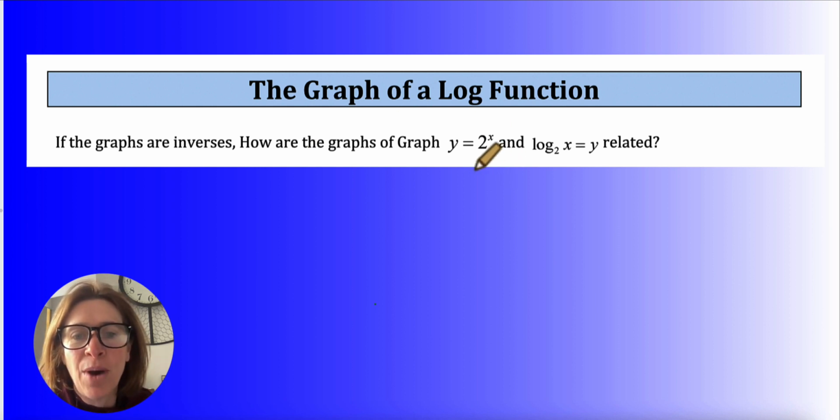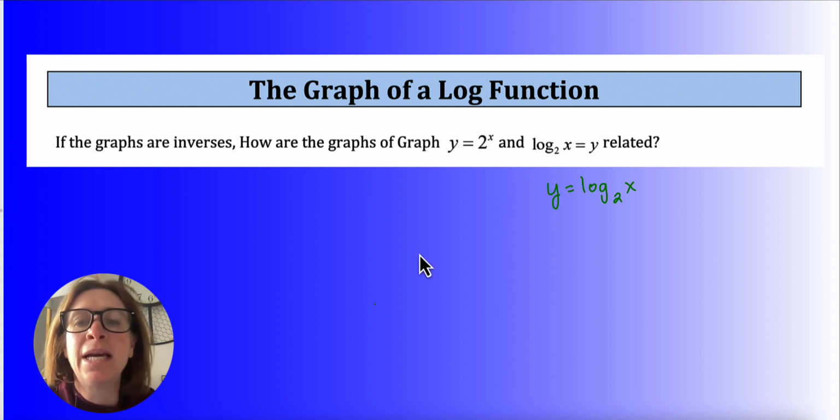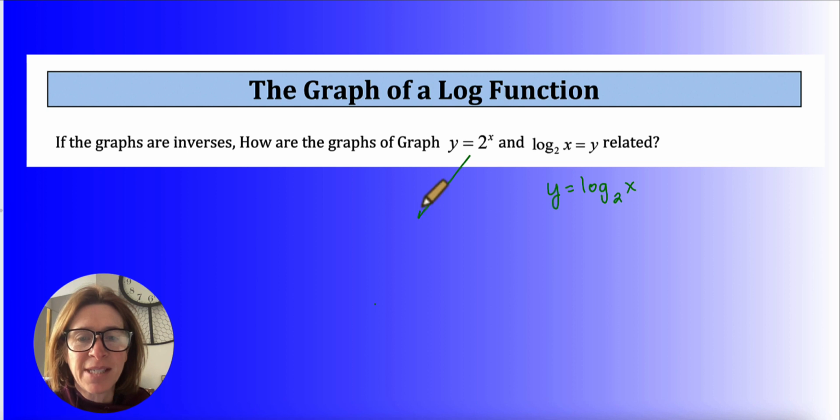So when I ask you how y equals 2 to the x and log base 2 of x equals y are related, and sometimes I want to write it like this, y equals log base 2 of x, they're the same thing. It's just the symmetric property. Remember that if I didn't know anything about logs, the way to write an inverse equation would be just to flip the x's and the y's. So x equals 2 to the y.